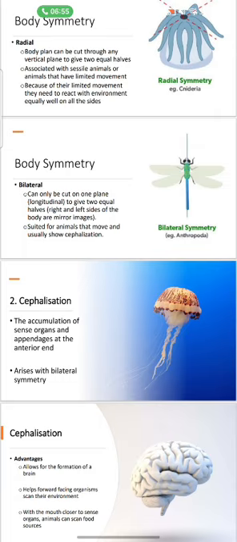So it's basically like one side is identical to the other side, but if you cut anywhere else, it will not be equal. So, cephalization is the accumulation of sense organs and appendages at the anterior end. This arises with bilateral symmetry. You will not see cephalization in radial symmetry or asymmetry, only in bilateral.